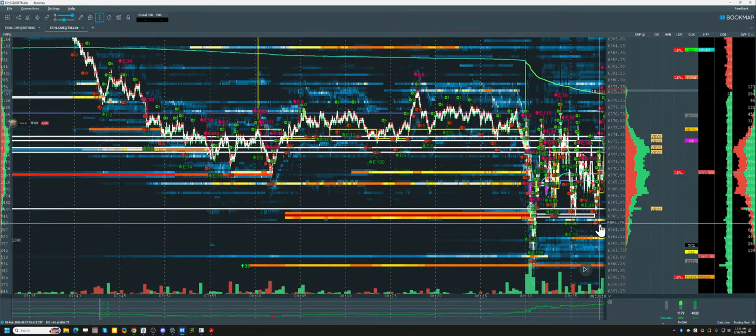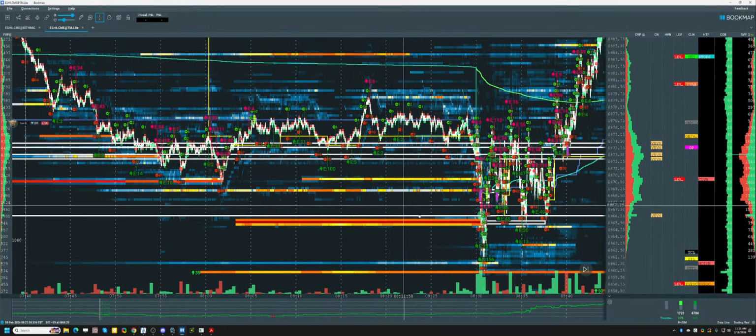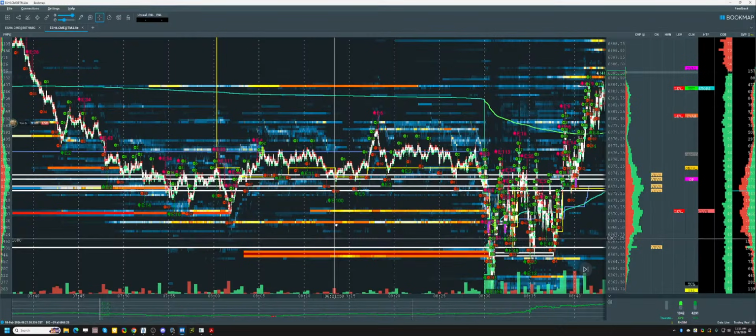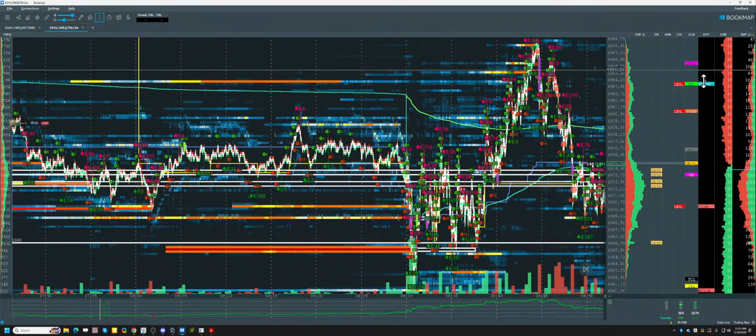And what am I seeing? Buyers are here. The buyers are there. All this is long for me. I'm not saying it's good, I'm just saying it is. And where am I trying to go? Into the stops up here.